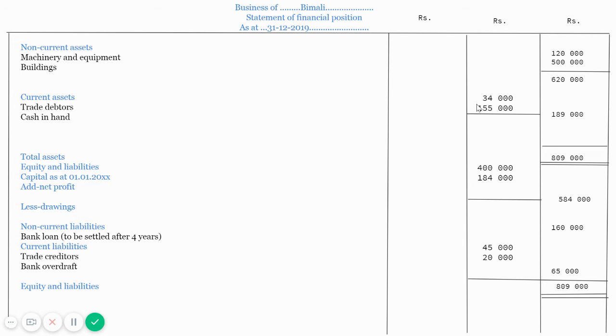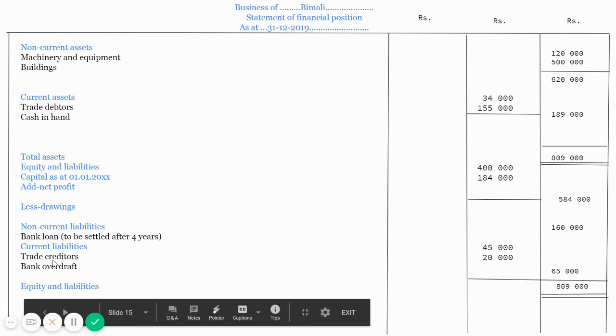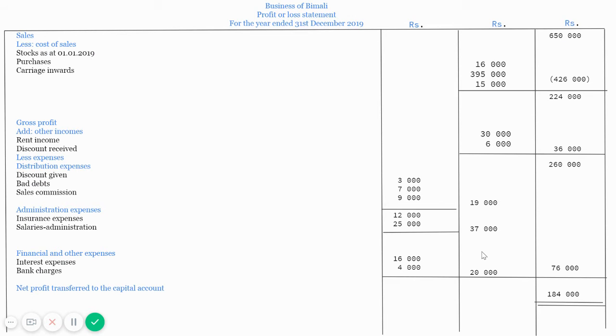Then we'll move on to the next account, that is trade creditors. Creditors balance is a credit balance of 45,000. Creditors comes under current liabilities. So trade creditors of 45,000 will be listed like this, coming to the second column. Current liabilities, trade creditors, 45,000. Then you have been given stocks as at 1st January 2019. So opening stock comes under cost of sales.